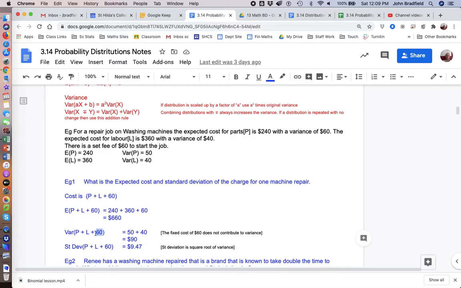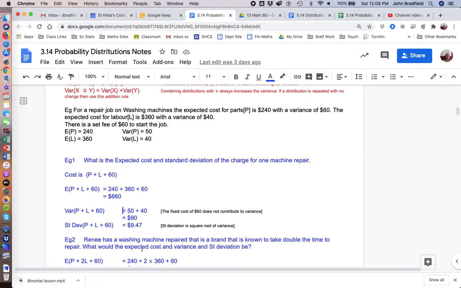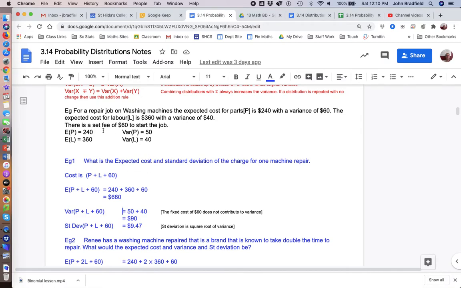So in that case, we've got the variance of a couple of things added together. What do we do? We combine the variances. So that would be the 50 plus the 40, and so we've got a variance of 90. If we want to calculate the standard deviation, which has more meaning, the standard deviation is the square root of the 90, which is 9.47. So we've combined two variables and a fixed charge.